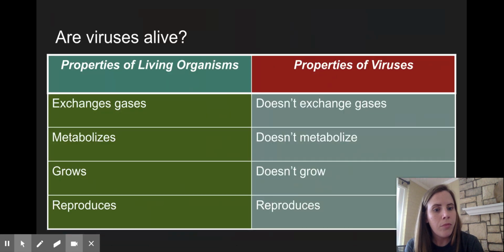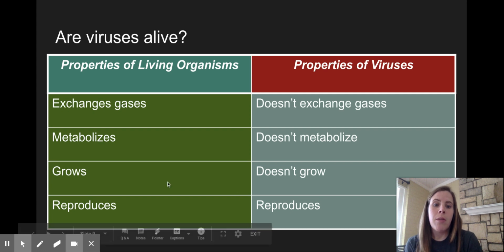So, lastly, are viruses alive? Here we've got some properties of living organisms and properties of viruses. So all living organisms exchange gases. Humans breathe in oxygen and breathe out carbon dioxide. Plants do exactly the opposite. Bacteria will do one or the other. They might do what we do, take in oxygen, release CO2. They might do what plants do and photosynthesize. Viruses do not exchange gases whatsoever. They're not breathing, they're not taking in or releasing any gases.